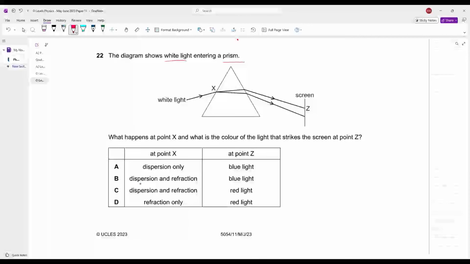The diagram shows white light entering a prism. What happens at point X and what is the color of the light that strikes at point Z? बेटा, पॉइंट Z पे या टॉप साइड पे हमेशा कौन सी लाइट आती है? रेड लाइट. और X पे क्या होती है? रिफ्रैक्शन एंड डिस्पर्शन. 22 का आंसर is C. सिंपल. आगे बढ़ते हैं.